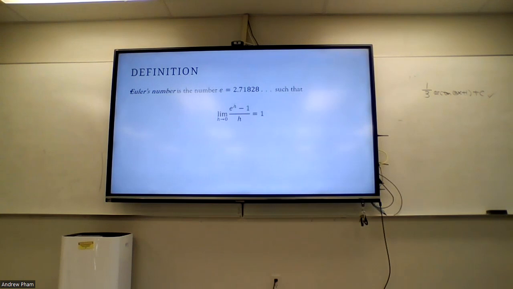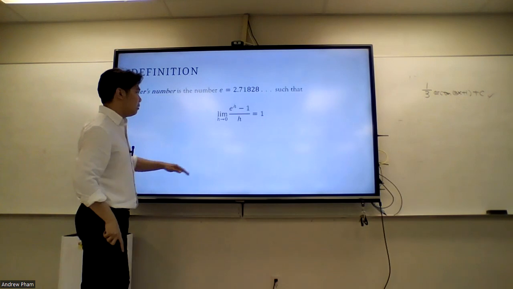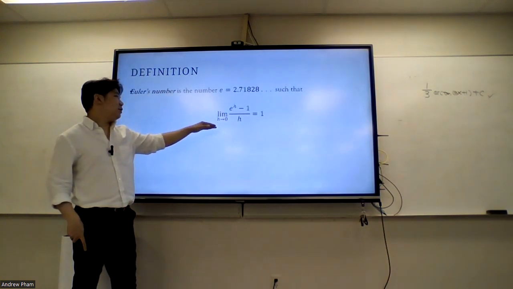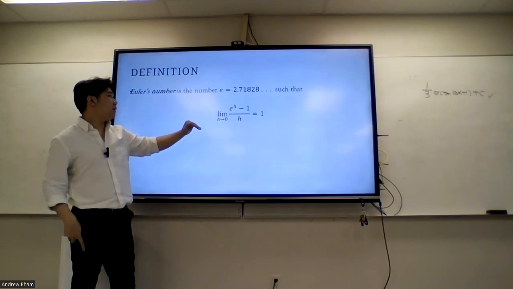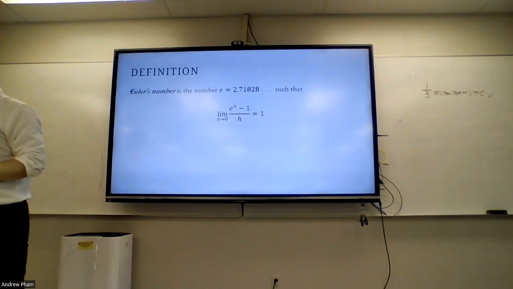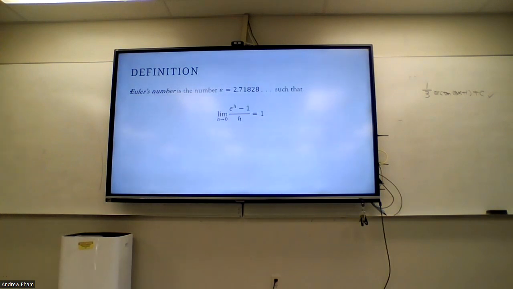E-U-L-E-R, Euler's number, is the number e, 2.71828... whatever it is, such that it fulfills this equality: the limit as h goes to 0 of e to the h minus 1 over h is 1. Again, we're not really going to use this definition, but just so that you're familiar with where it sort of comes from.